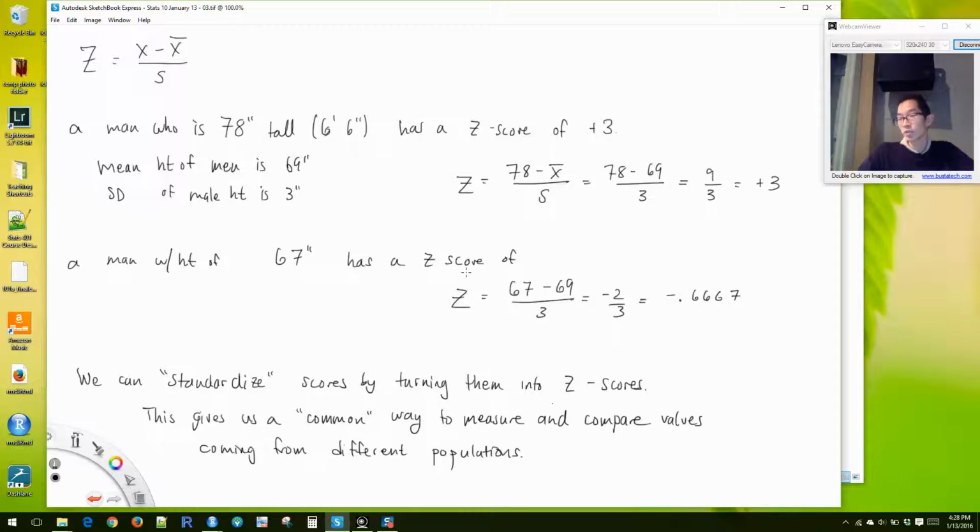We could say the man who is 6'5" has a Z-score of +2.5. The woman who is 6'2" has a Z-score of +3. So we could say the woman's Z-score is 3, the man's Z-score is 2.5, therefore the woman's score is more extreme. Her height is more unusual. Okay? So Z-scores that are further from 0 can be considered more unusual than other Z-scores.